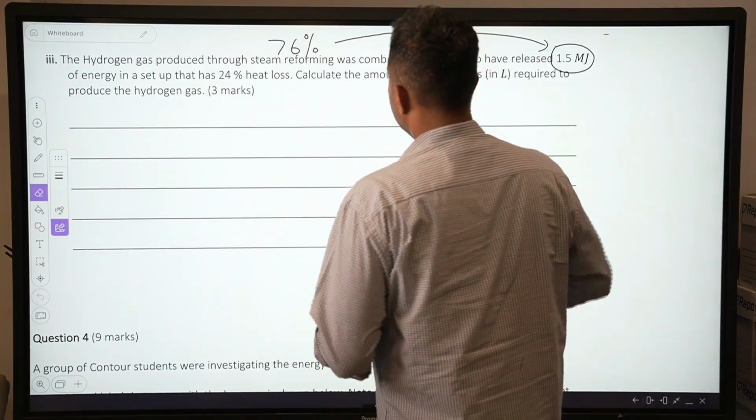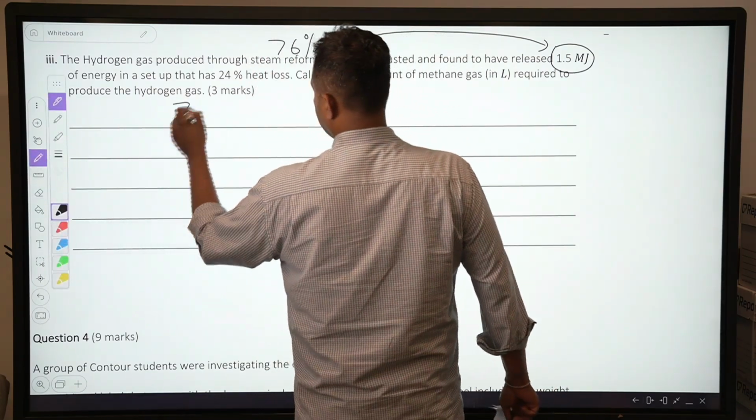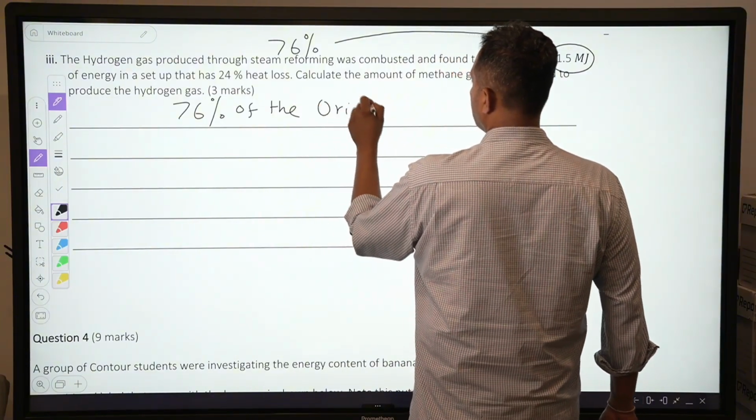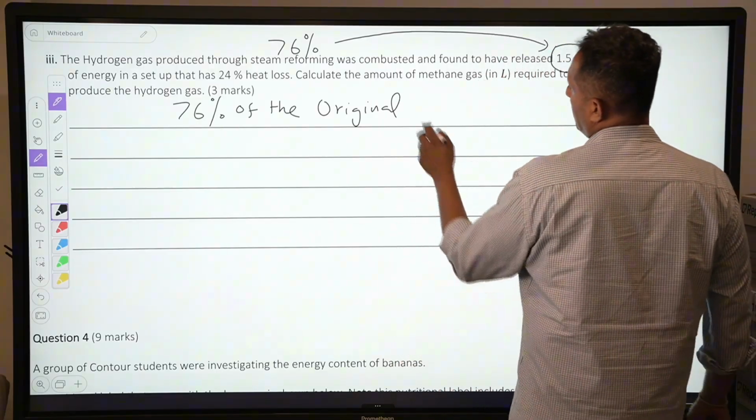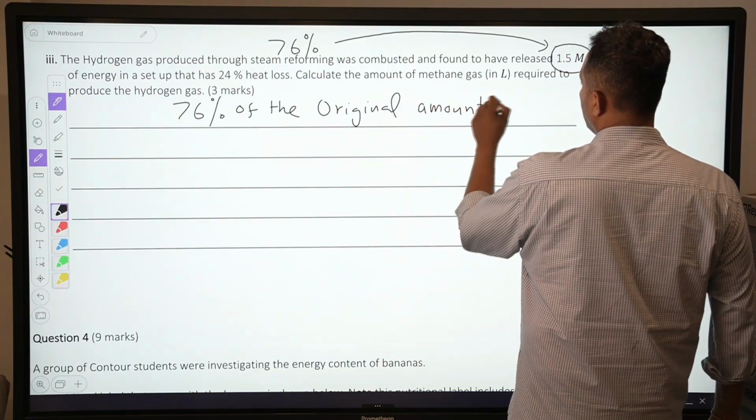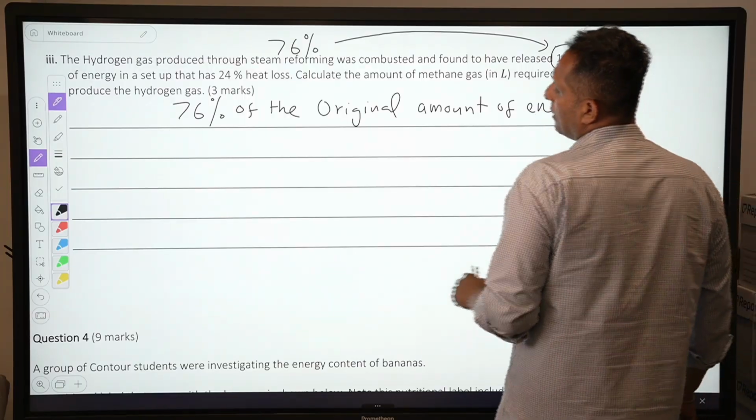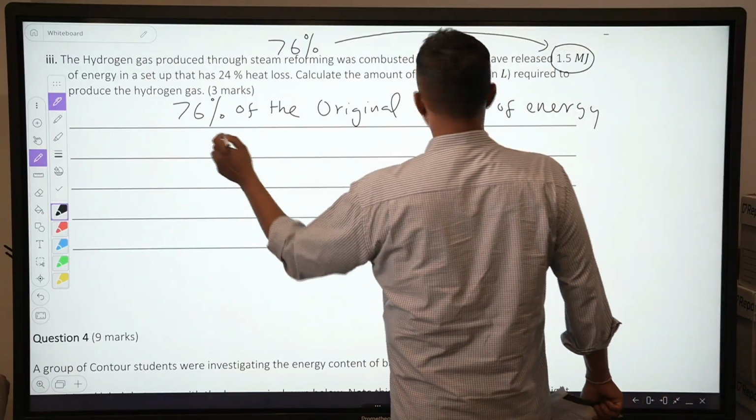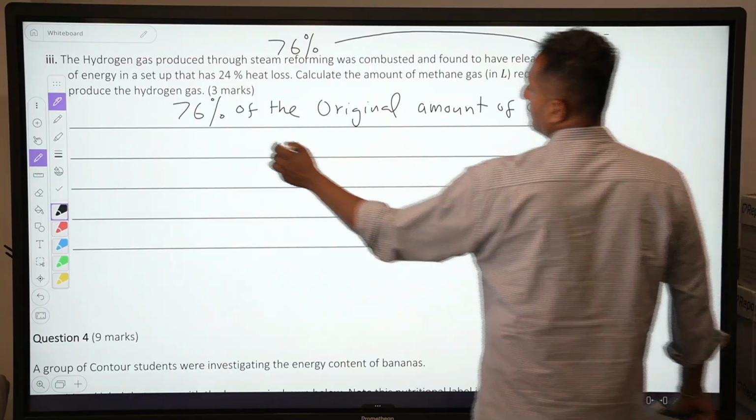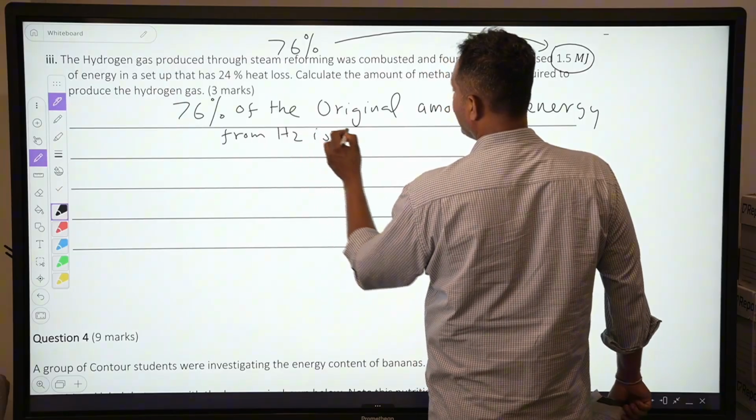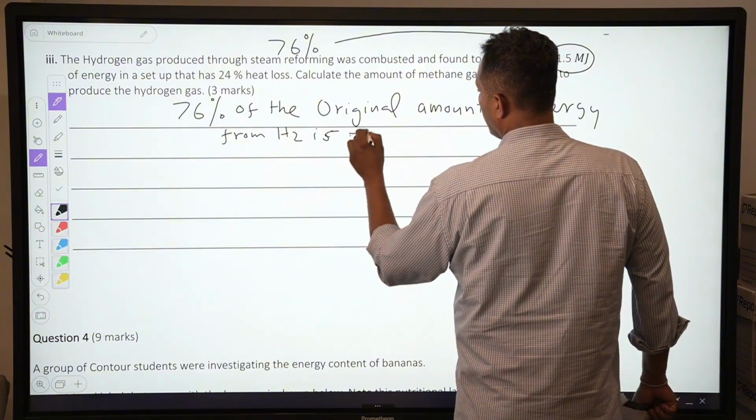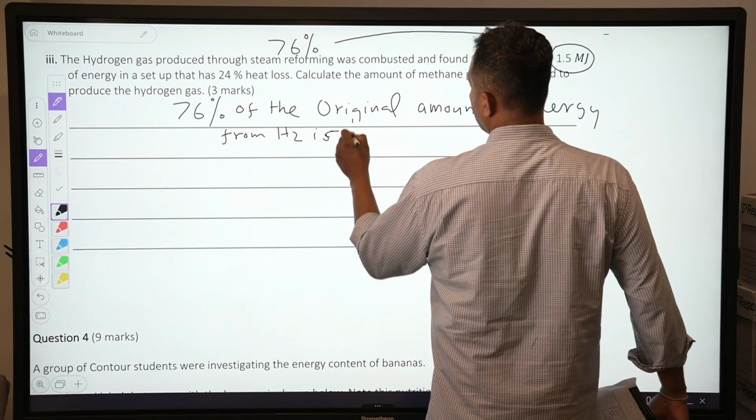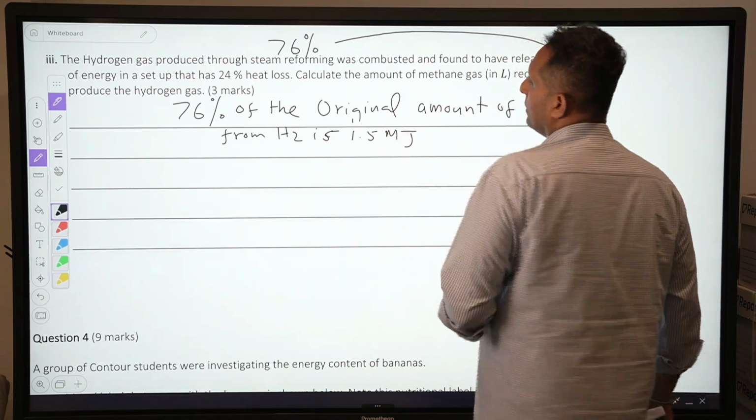Let me write a statement. 76% of the original amount of energy of hydrogen, original amount of energy from hydrogen, is 1.5 megajoules. Okay, this is the 76%.